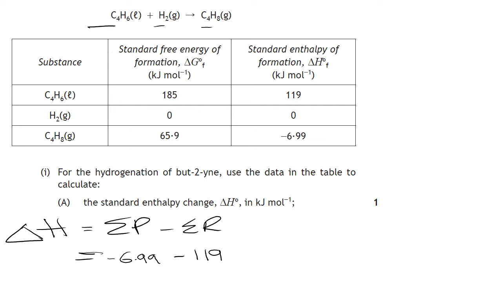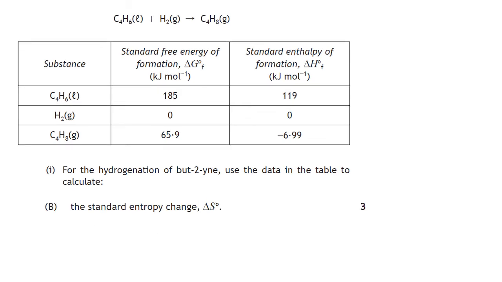Whenever we do that, what we get is negative 125.99, which I'm going to round up to negative 126. And the units are given to us in kilojoules per mole. For the next question, I'm going to keep a note that delta H was negative 126, so that moving forward, I can use that.